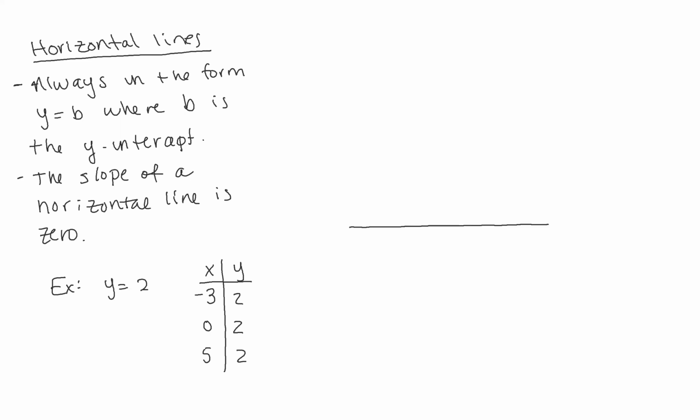So let's look at this graphically. Again, pretend this is perfect. Squint your eyes if necessary. Okay, so if I plot these points, at the origin I go to the left 3, up 2. At the origin, I stay there and I go up 2. At the origin, I go to the right 5 and I go up 2. You can see here that we have the horizontal line y equals 2.